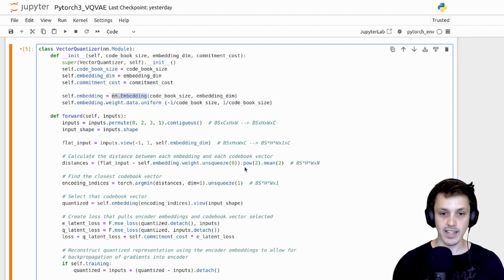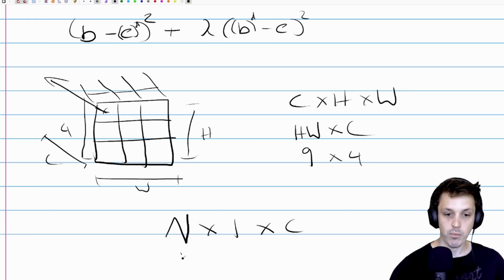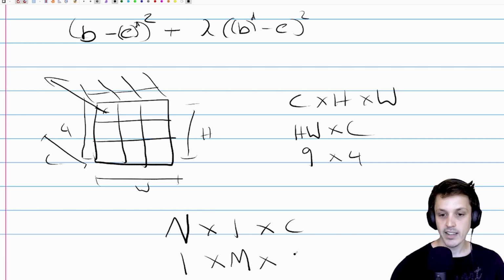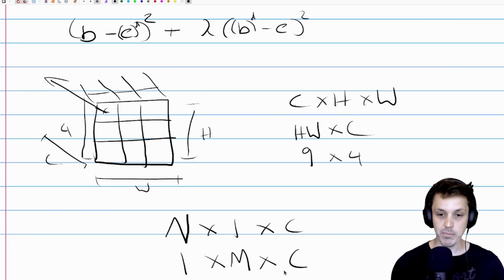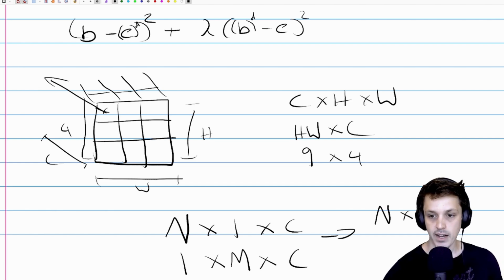So again, let's have a look at what that looks like. That will be basically 1, we've added an empty dimension to the first one, by the number of codebook embeddings. I'm going to call that M by C. Each vector is going to be the same length as the number of channels because that's how we've constructed it. Codebook size is the number, that's M, and then embedding dimension, again, that's just going to be the number of channels. And then if we broadcast this by doing the subtraction, the result will be N by M by C.